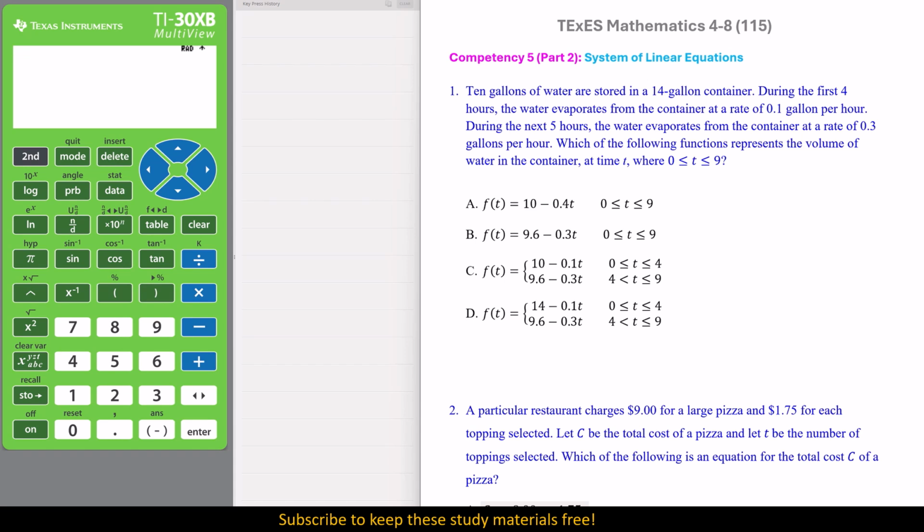Okay, what we are looking at is two different situations. Basically, a system. You have the first 4 hours, and then you have the remaining 5 hours. And with that system, you have conditions. So this will make it more like a piecewise. Well, it is a piecewise function. That being said, we know that we can eliminate options A and B because we have conditions.